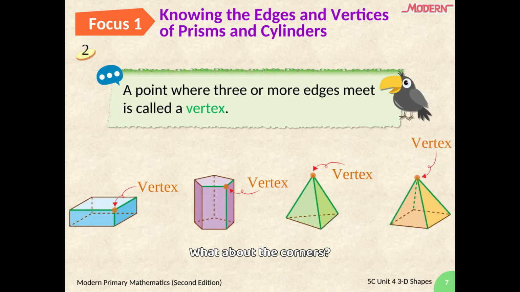What about the corners? In math, we call a corner where 3 or more edges meet a vertex. If there's more than one, they're vertices. Think of them as the dots in a connect the dots puzzle. Look at the red dots on the shapes. That's where all the edges come together for a big meeting. When you look at a building or a piece of furniture, try to spot the vertices. They're the anchors of the 3D world.